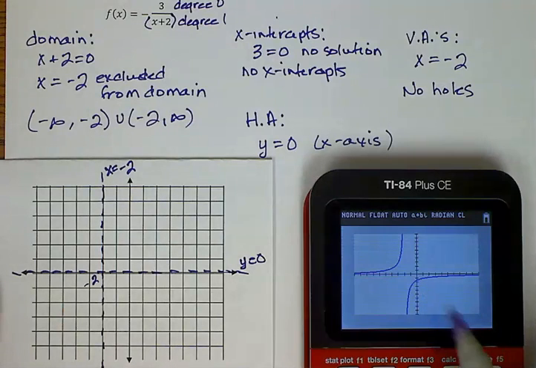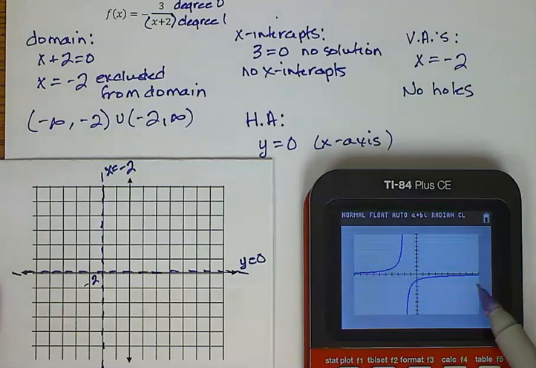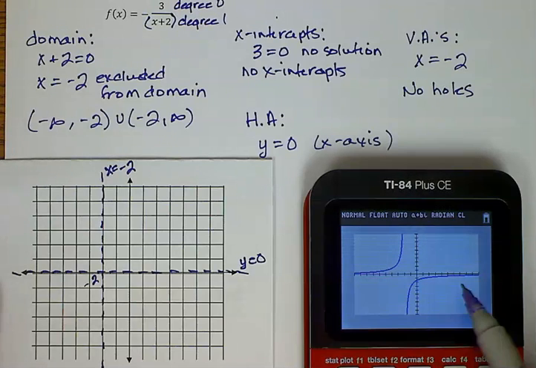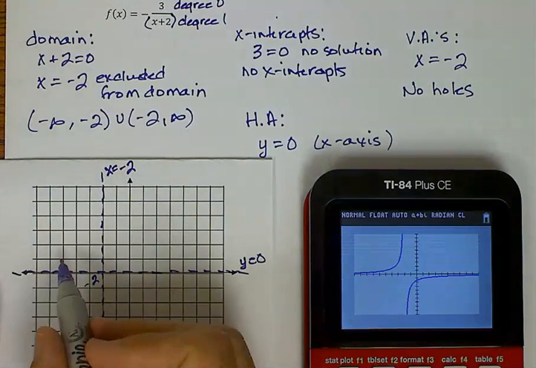I'm also supposed to have a horizontal asymptote of y equals 0. I can see that on both ends of the graph, my graph is looking more and more like a horizontal line, and it's getting close to the x-axis. So that fits with what I found on paper. And now I can just draw this in.